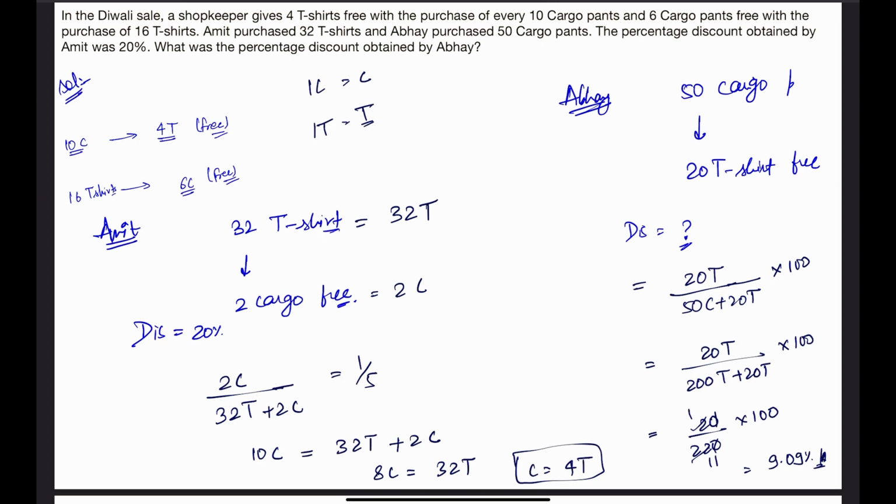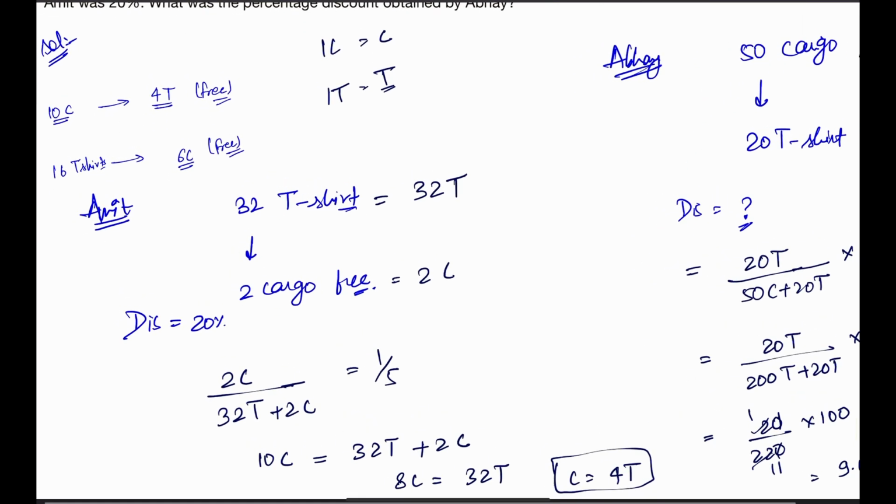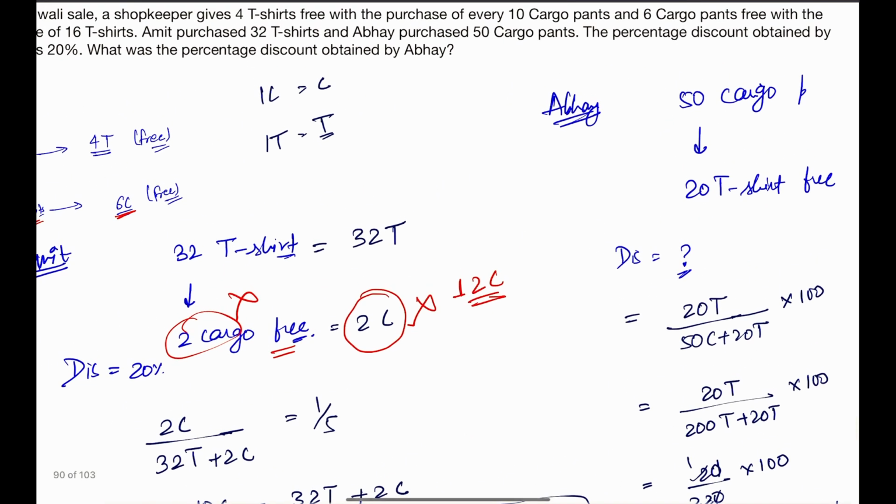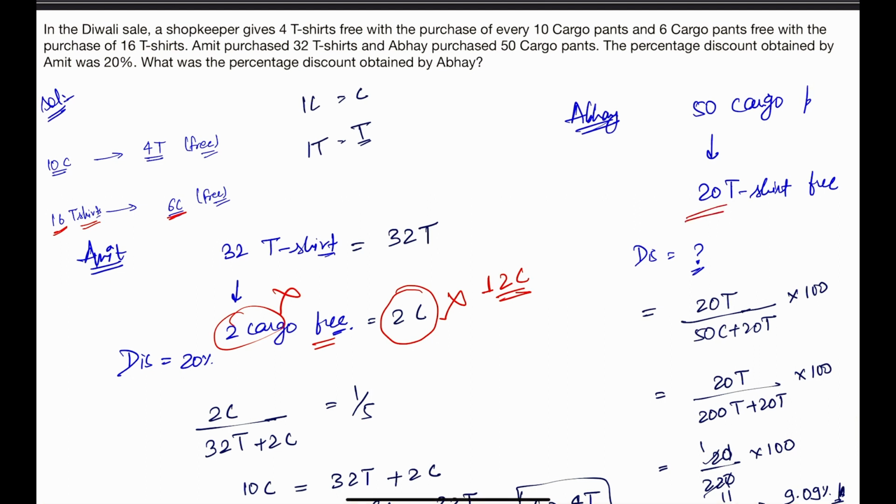So everything was right. There is a blunder I again made. Here it is 2 cargo free. This is wrong. He will not get 2 cargo free. If you purchase 16 t-shirts, you will get 6 cargo free. So here it is 12 cargo free. This is wrong. Here I made it correct. This is correct, here wrong. So I guess this is because of less concentration.